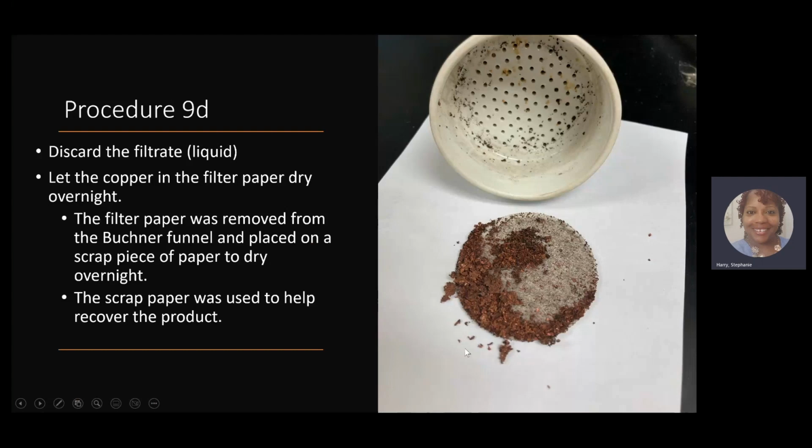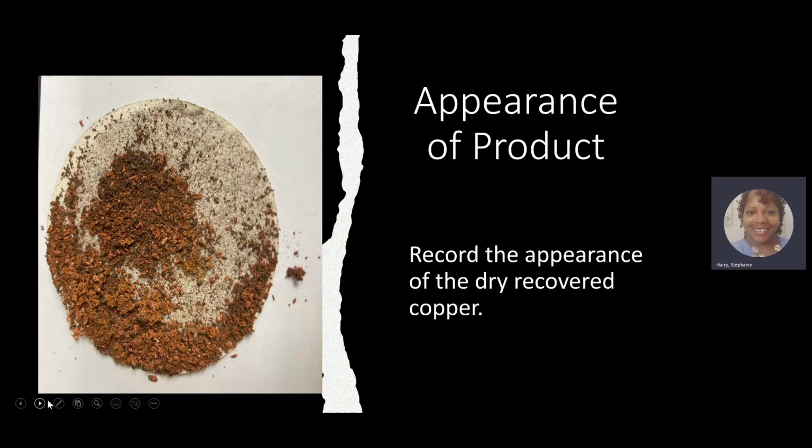Then I took my filter paper and copper and I laid it on a piece of scratch paper because as you can see, some of the particles fell and I did not want to lose any more product. So I laid it all on the scrap paper and allowed it to dry. And this is what my product looks like after it was dried. You're going to want to record the appearance of the dry recovered copper. You want to talk about the texture, what it looks like, the color of it in your description.